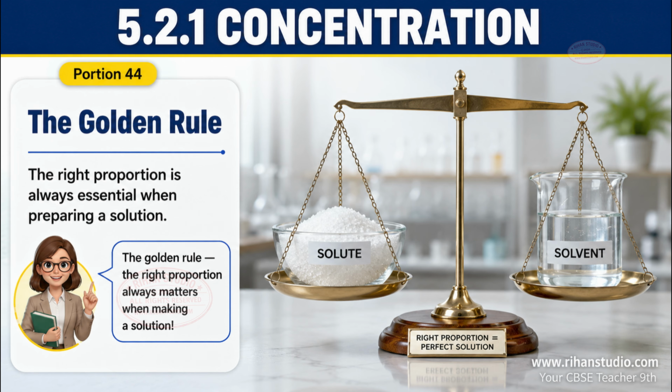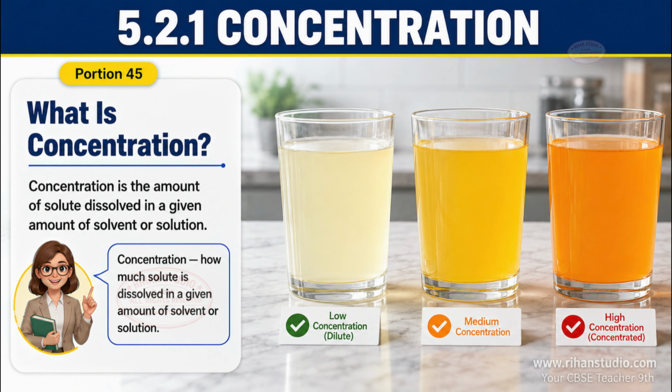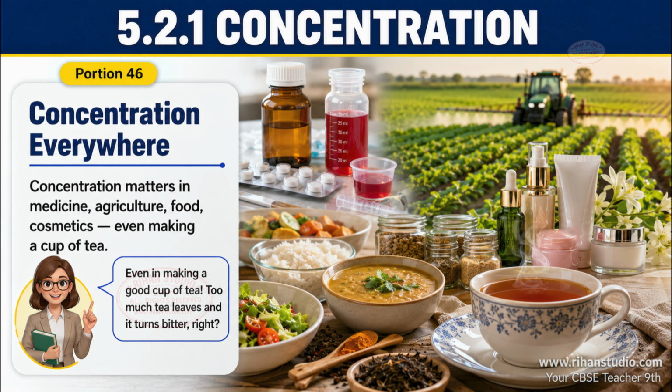The right proportion is always essential when preparing a solution. So remember the golden rule: the right proportion always matters when making a solution. Concentration is the amount of solute dissolved in a given amount of solvent or solution. This idea has a name: concentration. How much solute is dissolved in a given amount of solvent or solution? Concentration matters in medicine, agriculture, food, and cosmetics, even in making a cup of tea. Too much tea leaves and it turns bitter, right?